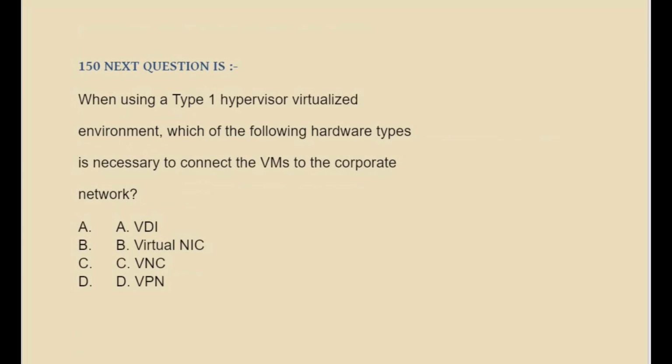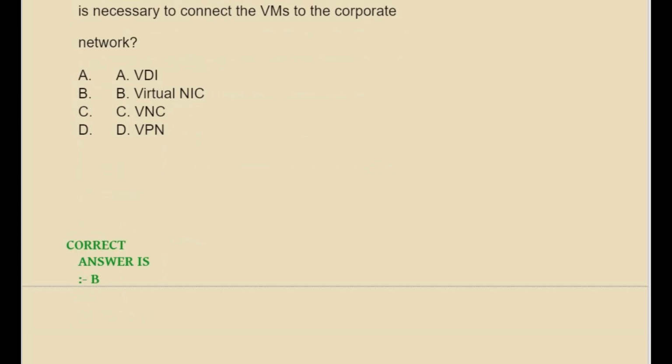Question is, when using a Type 1 hypervisor virtualized environment, which of the following hardware types is necessary to connect the VMs to the corporate network? Option A VDI, Option B virtual NIC, Option C VNC, Option D VPN. Correct answer is option B.